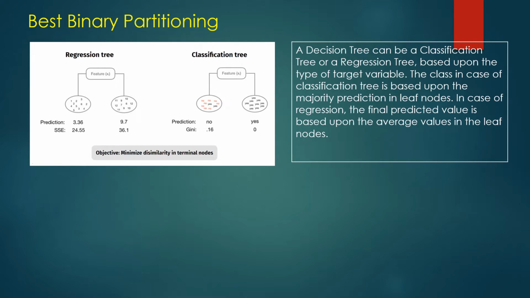There is best binary partitioning. There are two types: regression tree and classification tree. A decision tree can be a classification tree or a regression tree based upon the type of target variable. The class in the case of a classification tree is based upon the majority prediction in the leaf nodes. In the case of regression, the final predicted value is based upon the average value in the leaf nodes. The other part, Tuktaboy will tell about in the other slides.